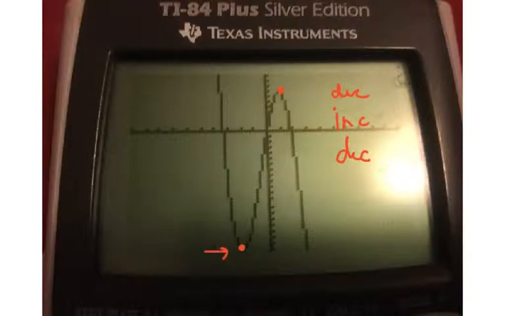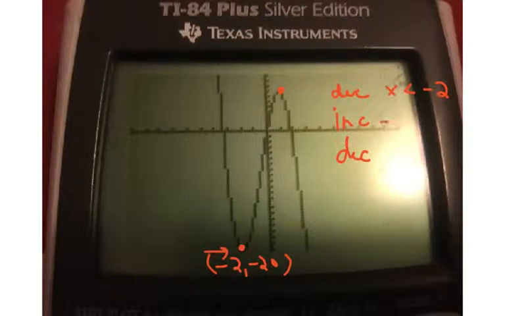So let's start by finding this minimum using the minimum function. And my calculator tells me that it seems to be occurring at -2, -20. Well, we only care about the x value. So it's decreasing when x is less than -2.